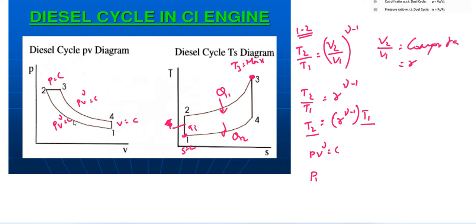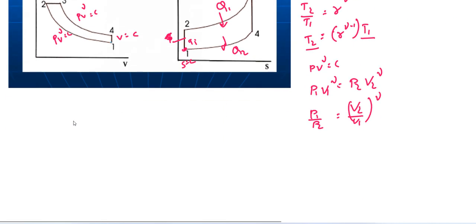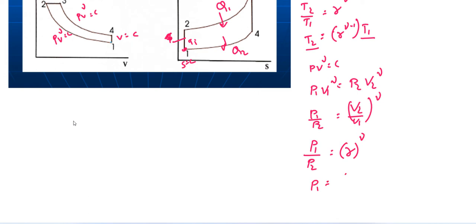Then the second step: PV power gamma equals constant. Therefore, P1 V1 power gamma equals P2 V2 power gamma. Then P1 by P2 equals (V2 by V1) whole power gamma. Therefore, P1 by P2 equals compression ratio whole power gamma. Therefore, P1 equals r power gamma into P2. They will give P2.